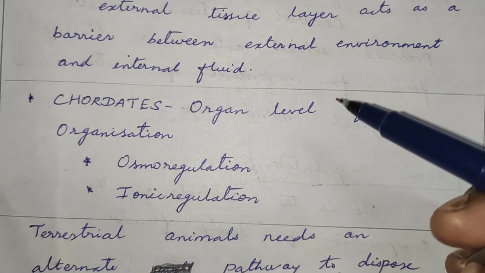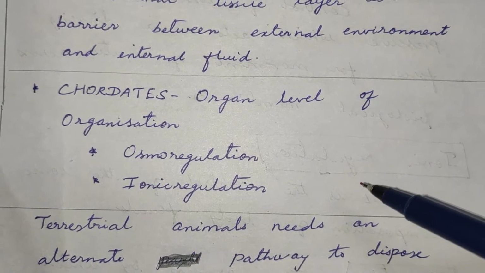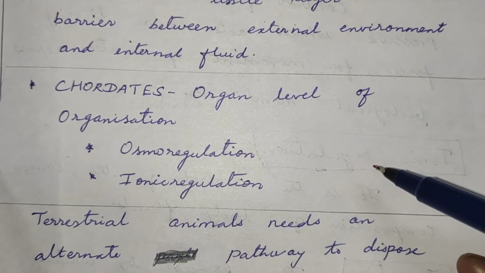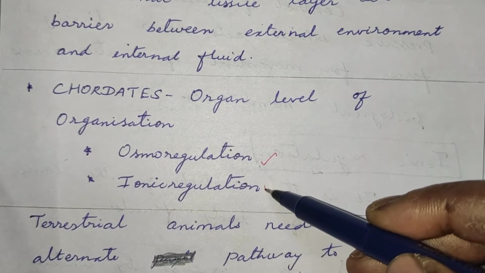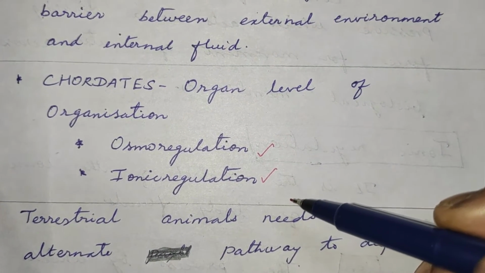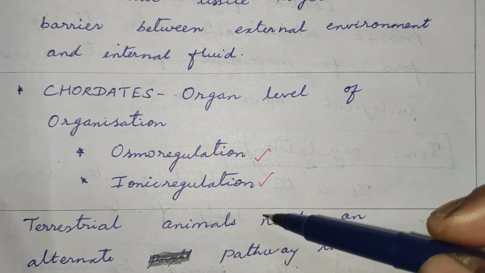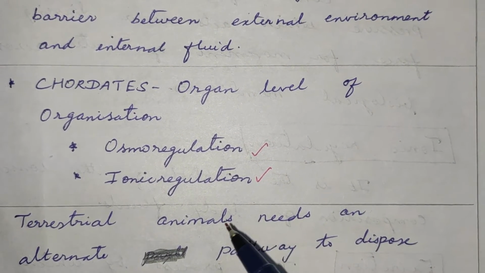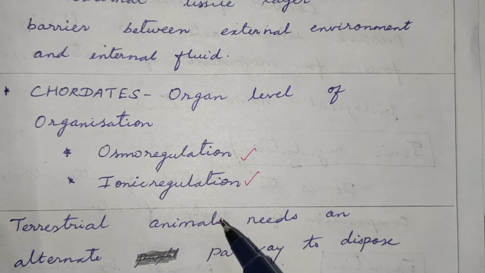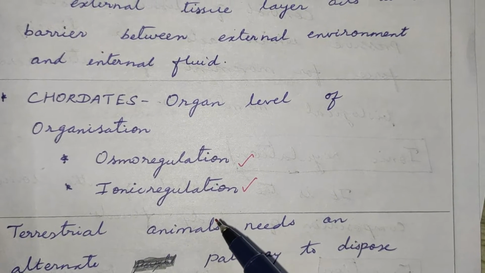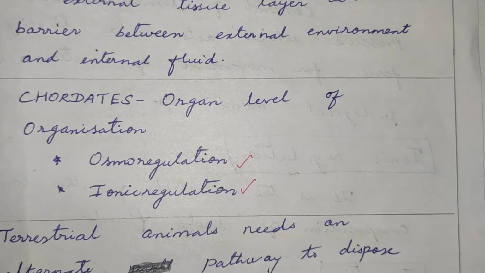Next is chordates. In chordates we have organ level of organization. So the chordates have two types of regulation, that is osmoregulation and ionic regulation. Osmo in the sense controlling the movement of water. Ionic regulation means controlling the movement of ions. So these two types of regulation are seen in the chordates.